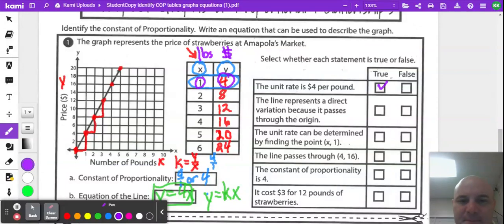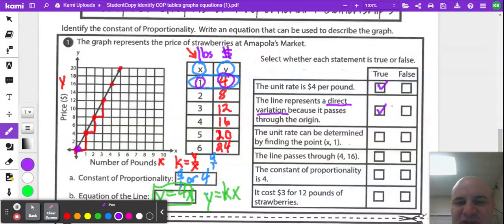The next one says the line represents a direct variation because it passes through the origin. Now, direct variation is another one of those names for constant proportionality. It just does have to go through the origin, which is 0, 0. So that statement is true.